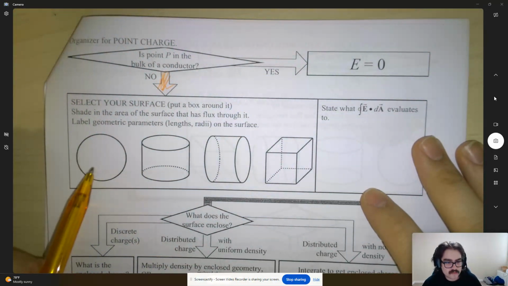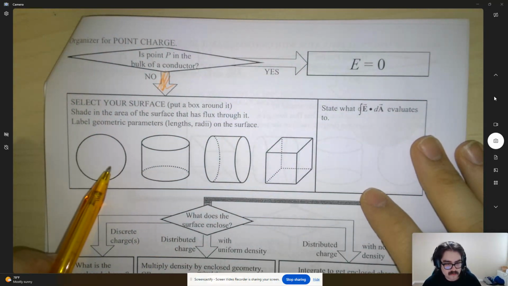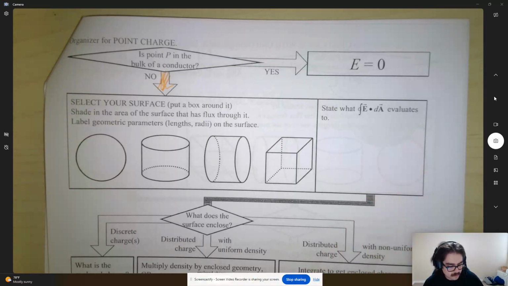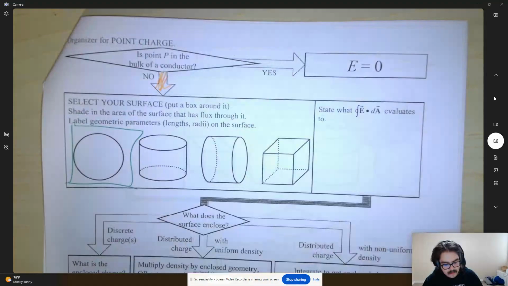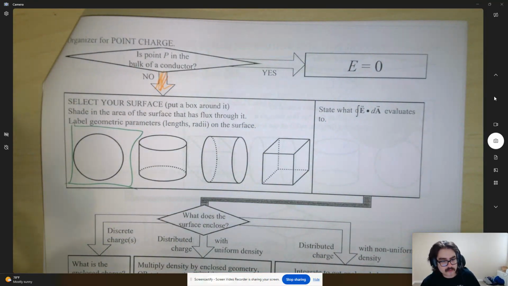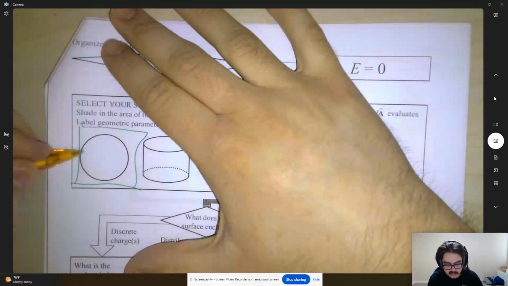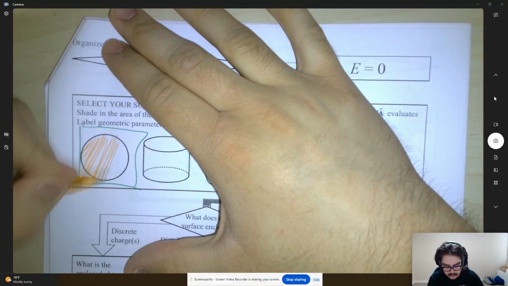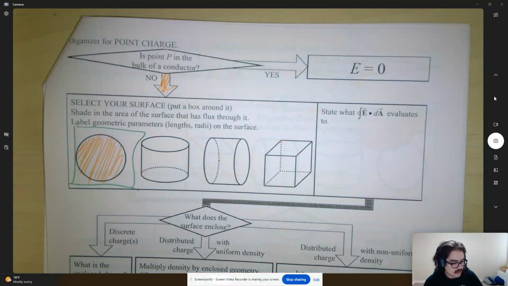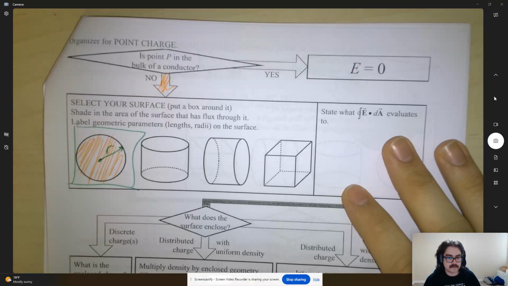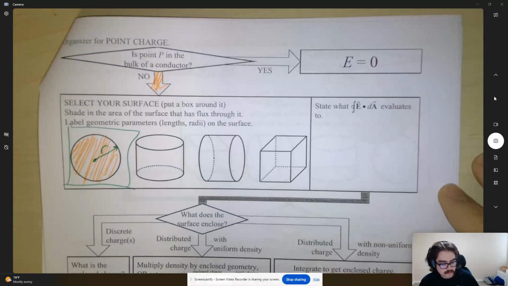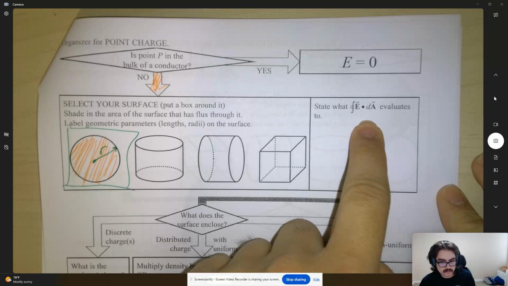The surface I'm going to use is a sphere right here. Shade in the area of the surface that has flux through it. If we put a big sphere around the charge, then all of the surface area is getting flux through it. An important geometric parameter for us is, of course, the radius, which is just going to be r. Now, the integral is just a surface integral.